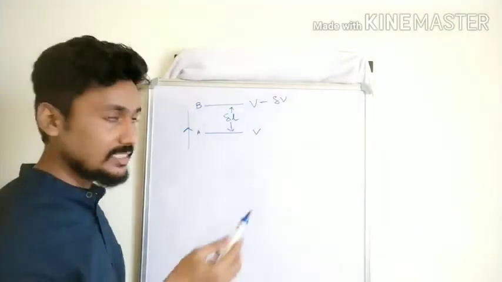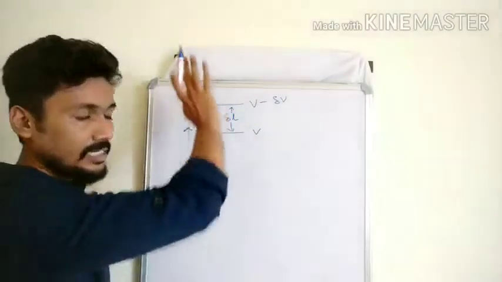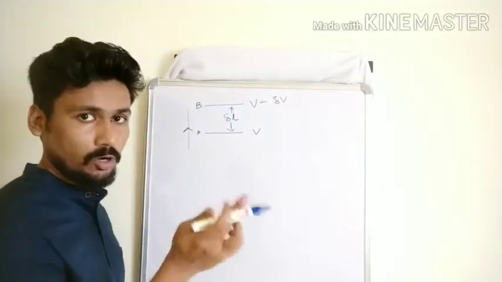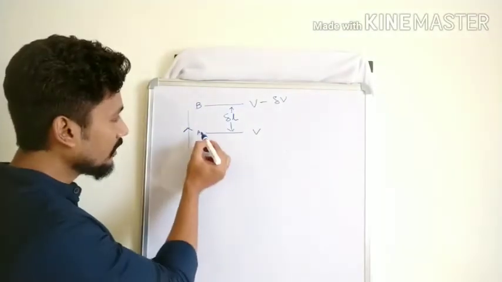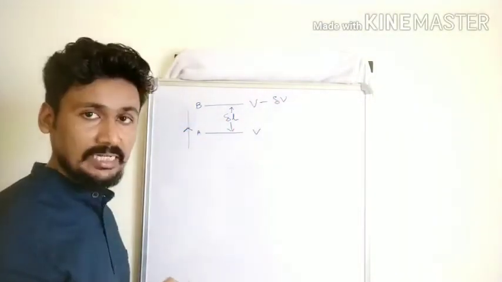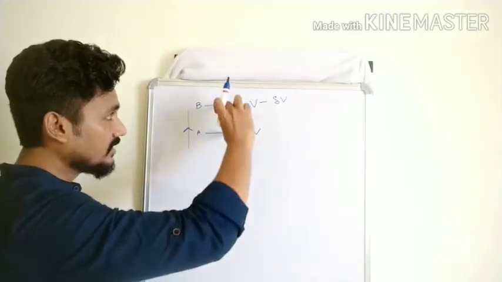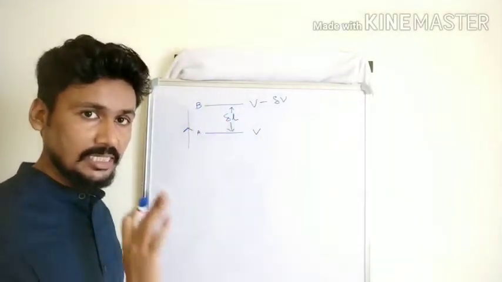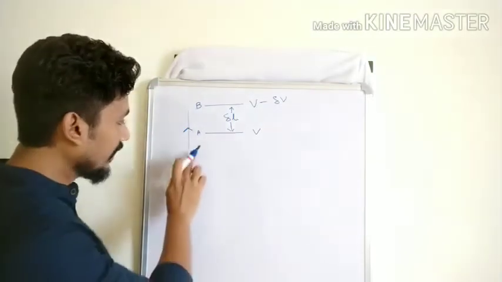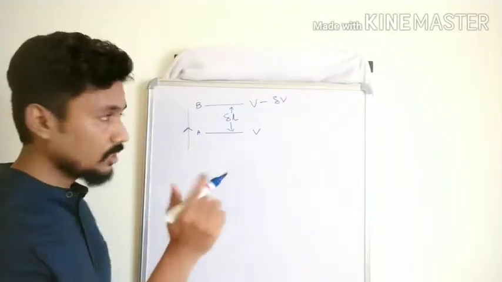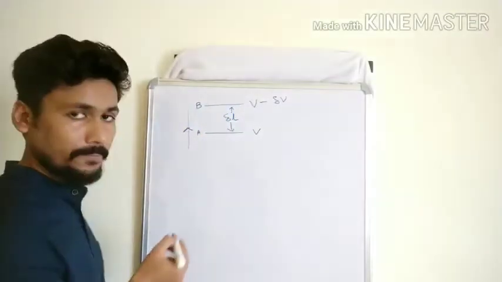Why V minus dV? Because we are moving with the electric field. So with the electric field, the potential is going to drop obviously. So surface A has potential V and surface B has potential V minus delta V, and the distance between them is delta L. Up to here, I am sure the situation is understood. Now consider we are going to move a unit positive charge from B to A.